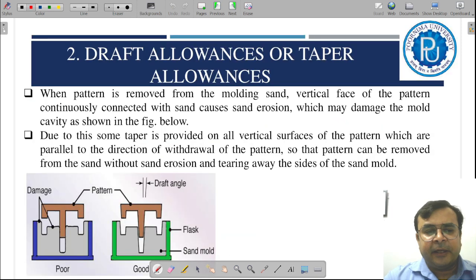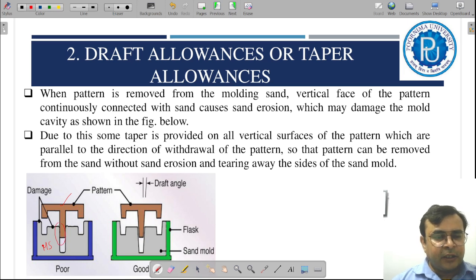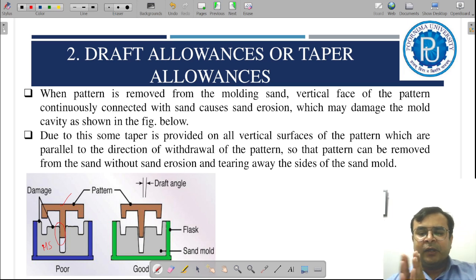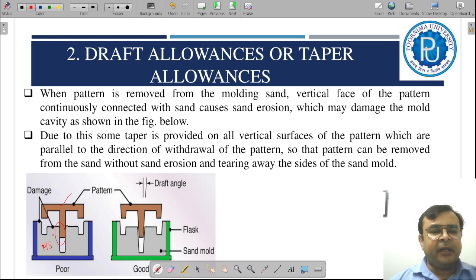Next, draft allowance or taper allowance. You can see here, if you see this figure, this is a molding sand, and this is a pattern. Now when you fill the molding sand around the pattern, and after ramming, when we start withdrawal, due to the continuous contact between the pattern and the molding sand, there is a rubbing action between them. Because of this rubbing action, what will happen? The molding sand may dislodge and maybe collapse.